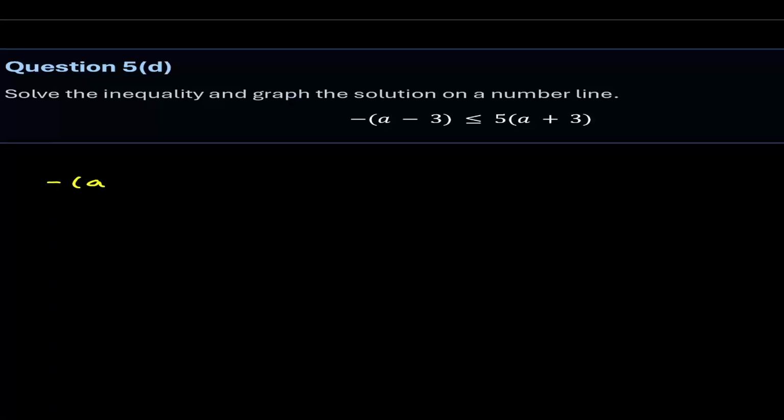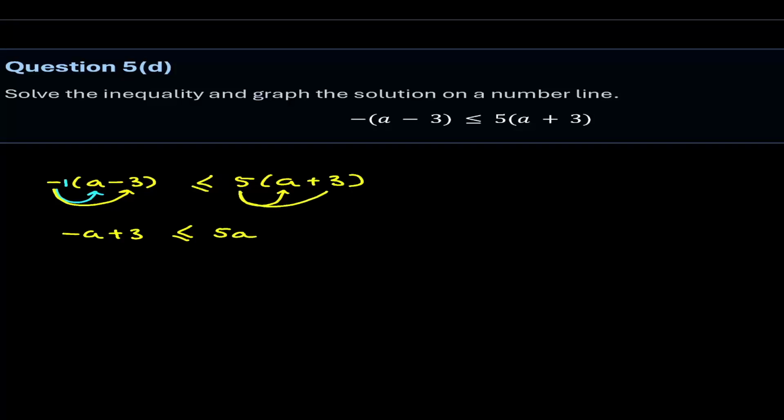So we've got -(a - 3) is less than or equal to 5(a + 3). If there's a negative outside, it basically means there's a -1 outside that bracket. So we're going to do -1 times a, which is -a, and then -1 times -3, which is +3. So be careful of those double negatives: a negative times a negative is a positive. And that's less than or equal to 5 times a, which is 5a, and 5 times 3, which is 15.